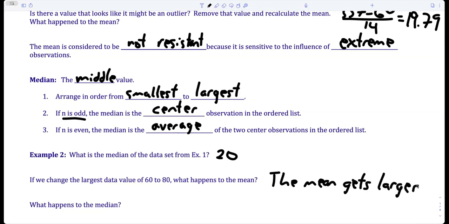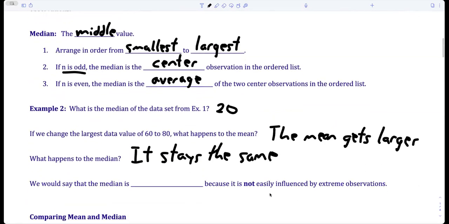Well, what would happen to the median if I did the same thing? Stays the same, right? It stays the same. So we would say that the median is, and what goes in the blank? The median is resistant because it is not easily influenced by extreme observations. So the mean is not resistant because it is affected. The median is resistant.